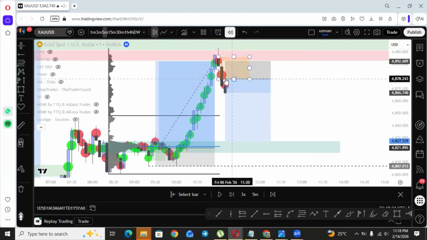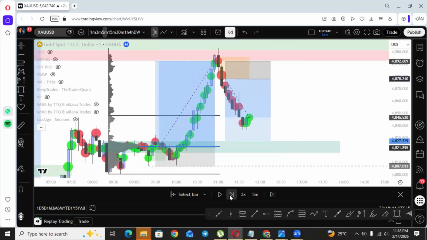Market tapped our cluster of selling and showed respect to our entry. Look, we got a clean sell move. So buyers again trying to push up, sellers again. Okay, so what happened over here?